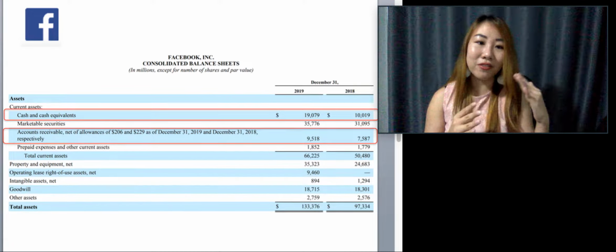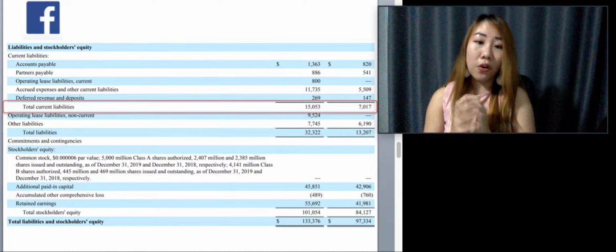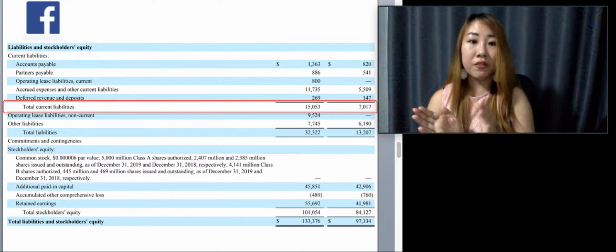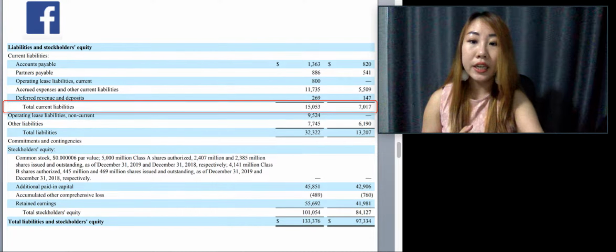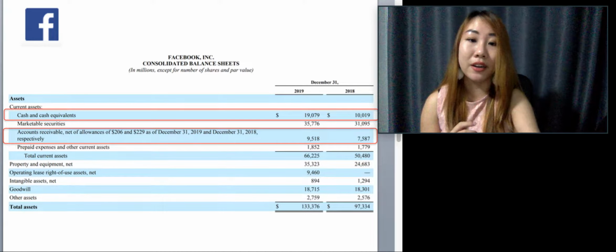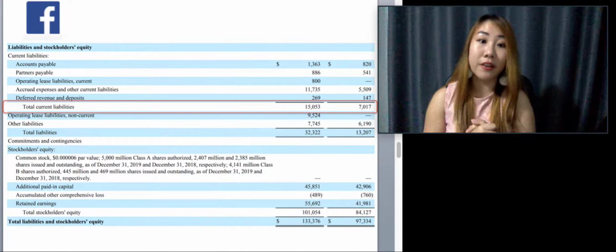Now, you also want to look at the current liabilities. Over here, the current liabilities is 15 billion versus 7 billion last year. And you can see that the total assets, on the other hand, is 133 billion. So that's really healthy. The current assets are actually 66 billion, right? Compared to 15 billion in current liabilities. If you take the current assets divided by the current liabilities, that will give you the current ratio. And Facebook's current ratio is really healthy. So I'm not too worried about that. In fact, it's a great sign.